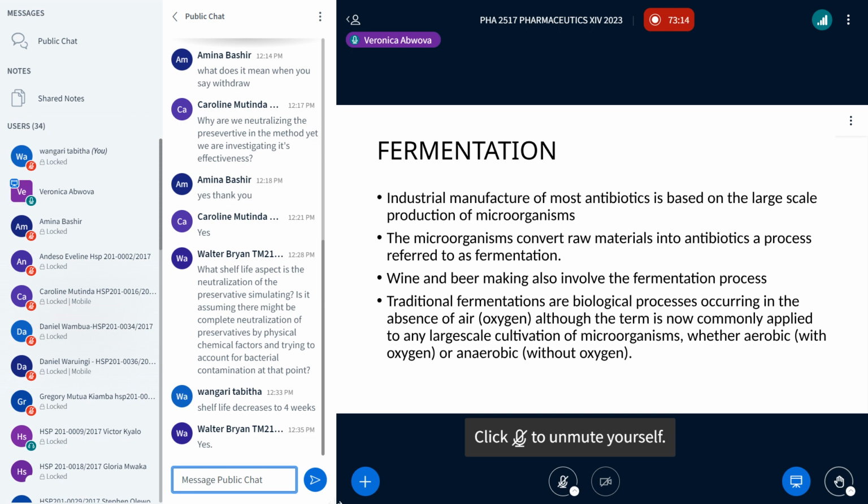Industrial manufacture of most antibiotics is based on the large-scale production of microorganisms. The microorganisms convert raw materials into antibiotics, a process referred to as fermentation. Wine and beer making also involve the fermentation process. Traditional fermentations are biological processes occurring in the absence of air or oxygen, although the term is now commonly applied to any large-scale cultivation of microorganisms, whether aerobic with oxygen or anaerobic without oxygen.